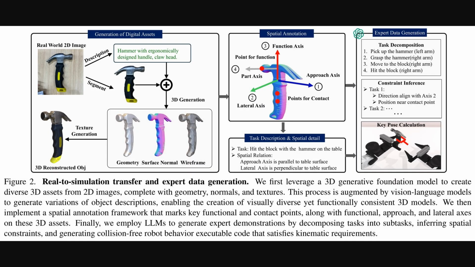Alright, and this next figure really zooms in on that process, using a hammer as an example. From just one 2D photo, it generates the full 3D model. You can see its geometry, its wireframe, which is like the object's skeleton, and other data for physics. Then, crucially, it adds those important spatial annotations. You can see the points for contact for gripping, and a function axis showing the direction of the swing. The LLM uses all of this to break the task down, infer the rules, and calculate the exact robot pose, that's its position and orientation, needed to actually use the hammer.